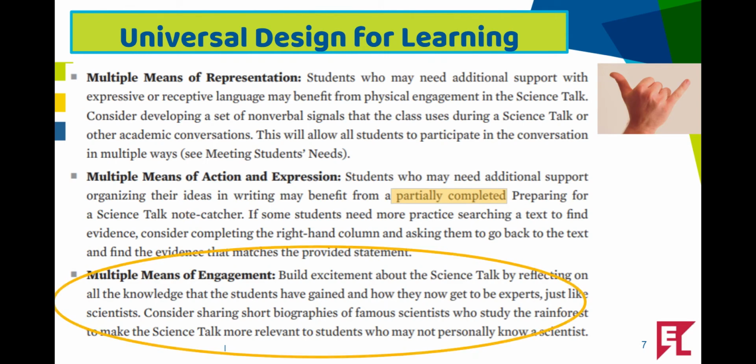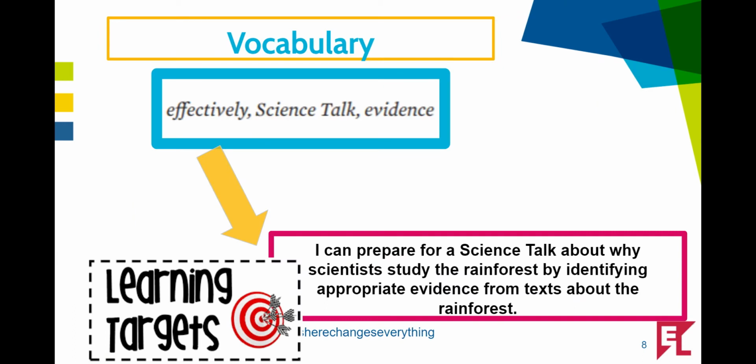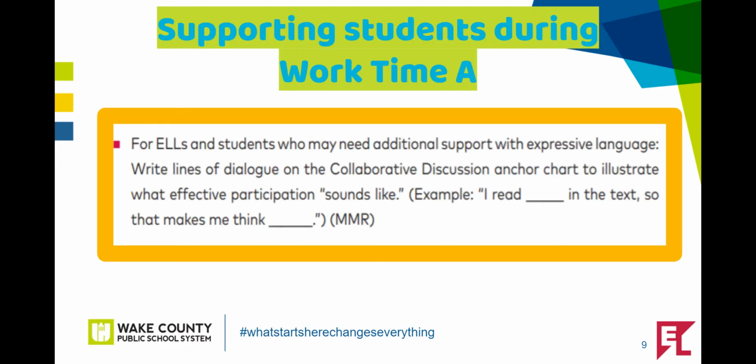Build excitement about the science talk by explaining how they now get to be experts just like scientists. Consider sharing short examples of famous scientists who study the rainforest to make science talk more relevant to students who may not personally know a scientist. The vocabulary in this lesson revolves around the learning target, so be sure to unpack the language of the learning target. For those who may need additional support with expressive language, write lines of dialogue on the collaborative discussion anchor chart to illustrate what effective participation sounds like.